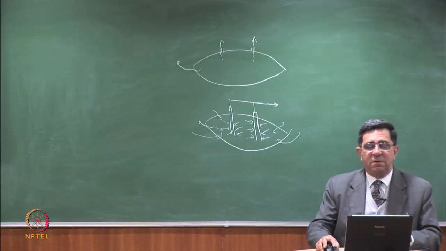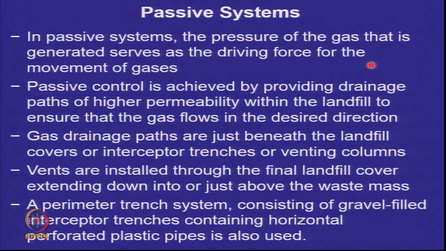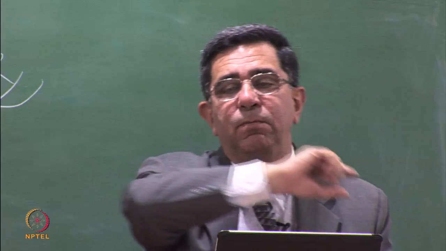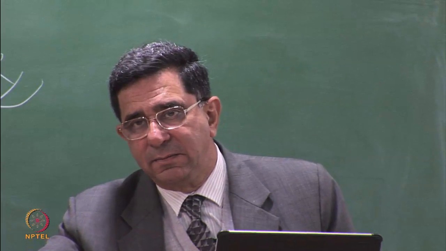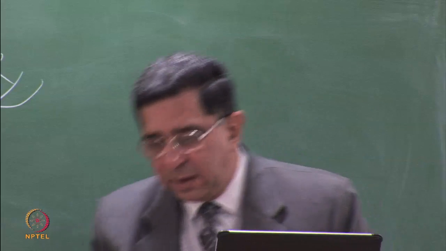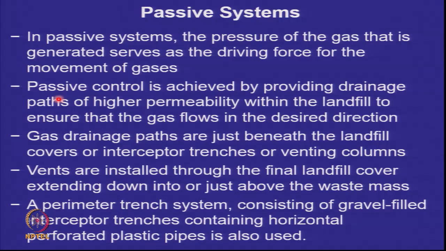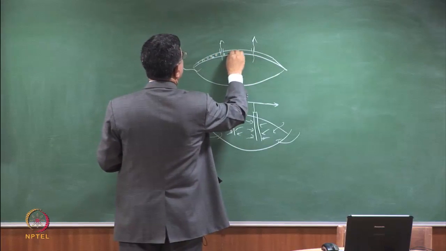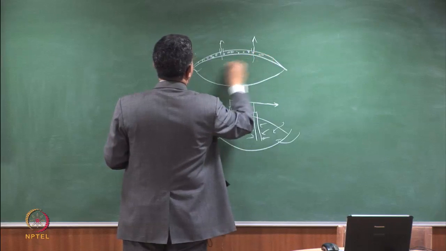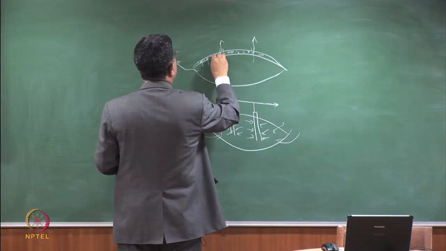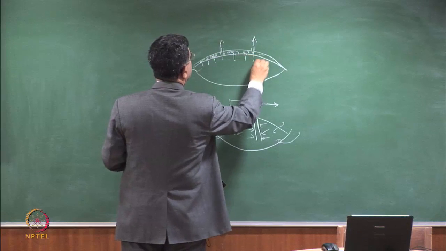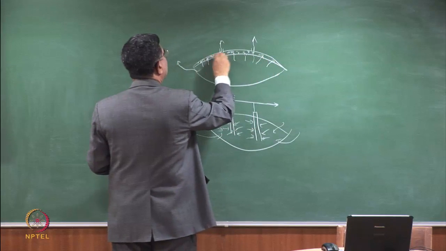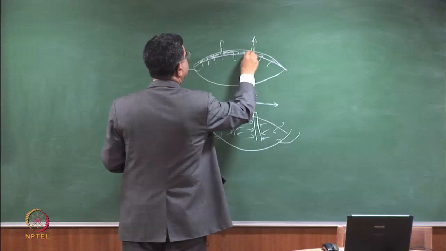So in passive systems, the pressure of the gas is the driving force. And in passive systems, what do you do? You have a cover. Just put a gravel blanket under the cover. Of course this is an exaggerated view. Then all the gas which is coming out will come into the gravel blanket. And then it will travel in this high drainage path to the vents.